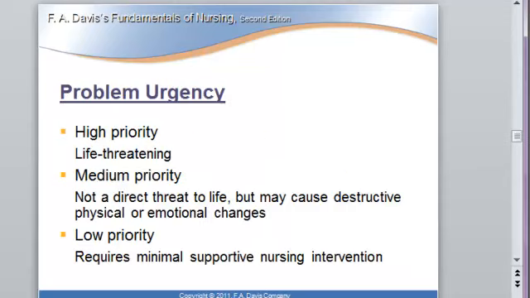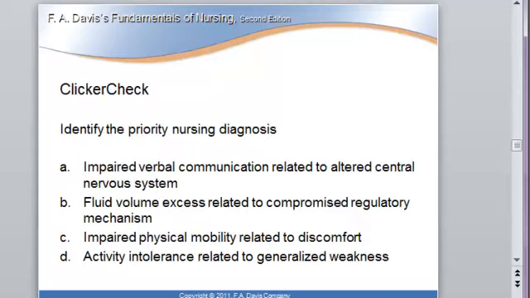You can also use what they call problem urgency as ranking your criteria. You can look at the high priority problems that are life-threatening, such as ineffective airway clearance. Medium priority, it's not a direct threat, but may cause destructive physical or emotional changes. And low priority, no problems or requires minimal support, supportive type nursing interventions.